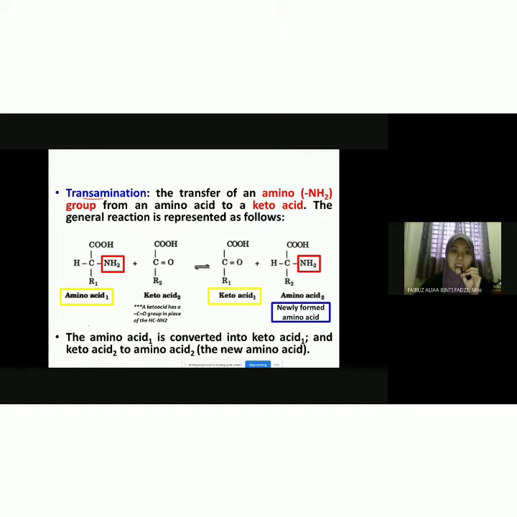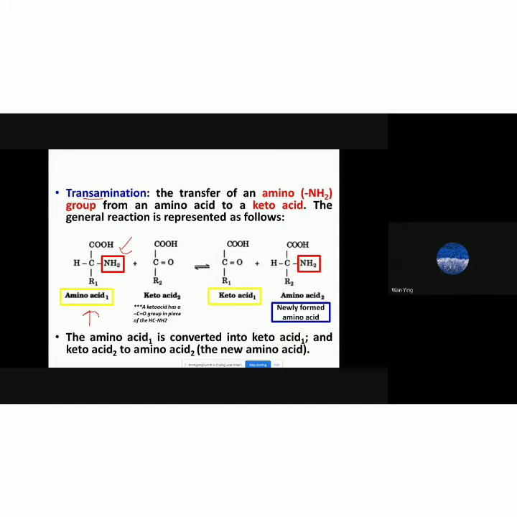So you see here this amino acid 1. Is this the donor or the acceptor? Donor, okay, good. The amino acid 1 is the donor. It will donate the what? The amino group, NH2.